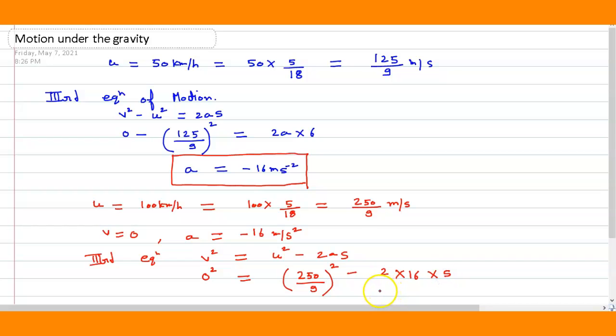After solving, we get the final answer. This is 250 into 250 divided by 81 into 32. It means that the final answer is 24.1 meter. This is the final answer.